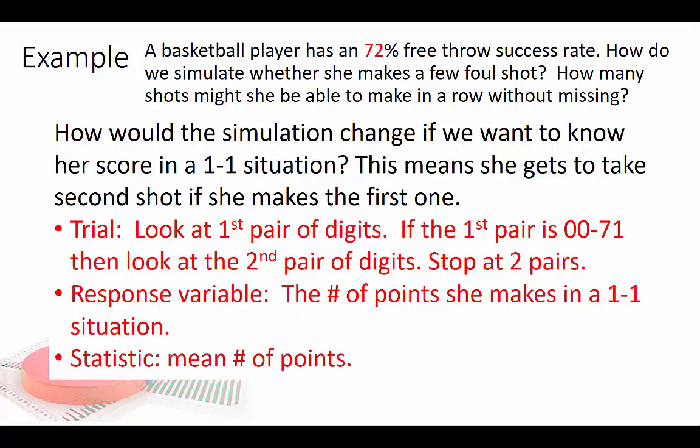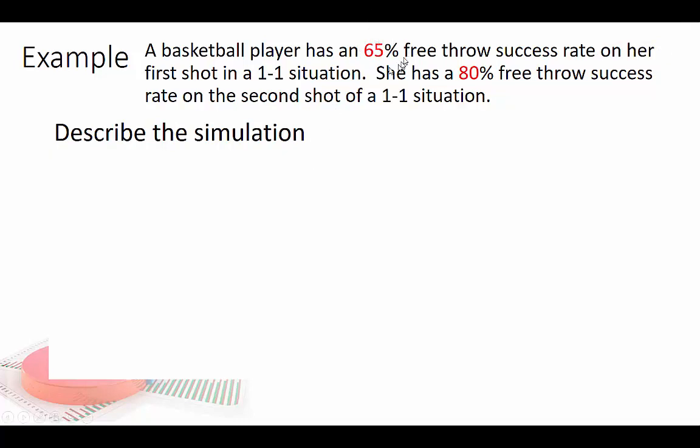Now here's an interesting one. We're going to say she has a 65% free throw success rate on her first shot, but if she makes it, she's a little more confident and she actually does a little better on the second shot. Not only that, she knew she had the right kind of throw on the first shot, so she knows how to take the second shot.